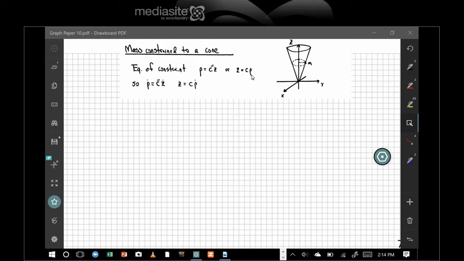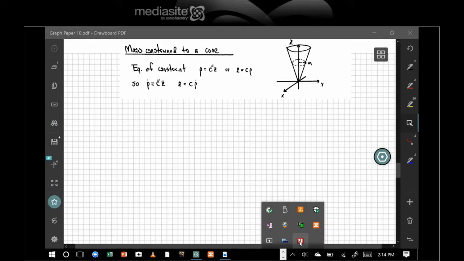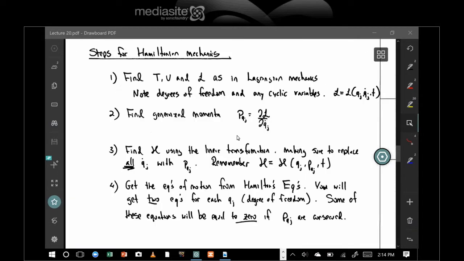So what is my methodology for solving problems using Hamiltonian's method? Let me review that. My steps for solving a problem in Hamiltonian mechanics are the following. First, I find the Lagrangian: the kinetic energy, the potential energy, and the Lagrangian. More importantly, I look at the degrees of freedom, and I look for any cyclic variables, because those are big conserved quantities. Second, I define the generalized momentum for each degree of freedom. The third thing is to calculate the Hamiltonian using that linear transformation.